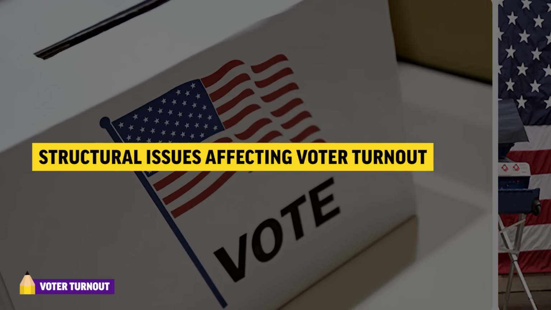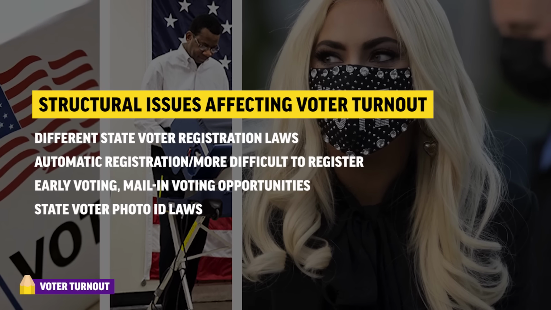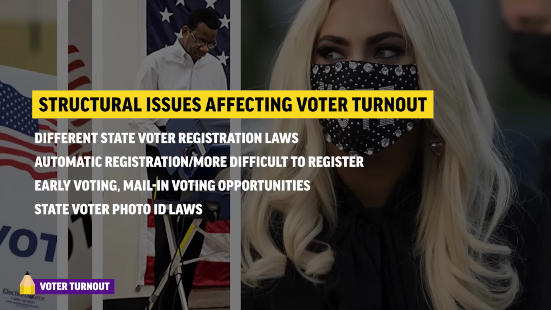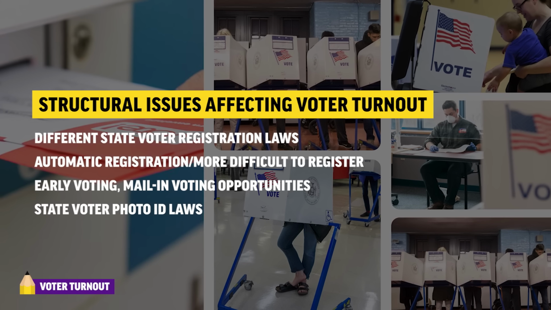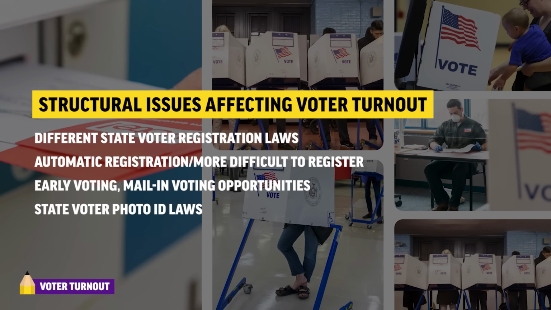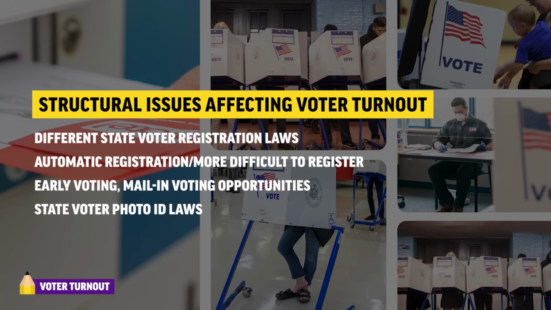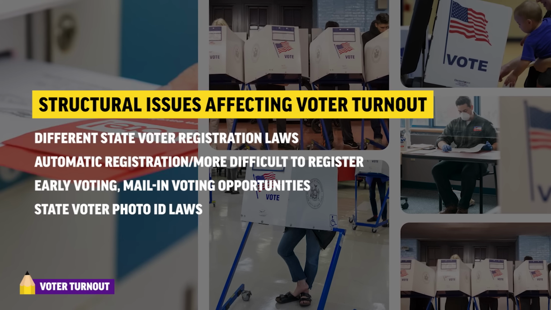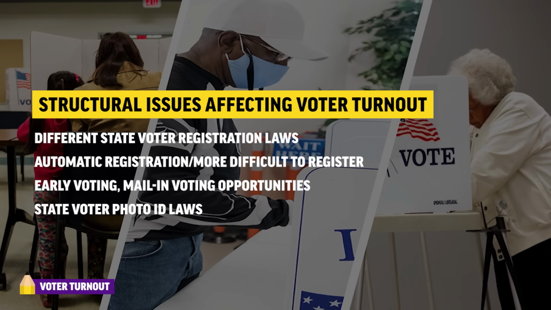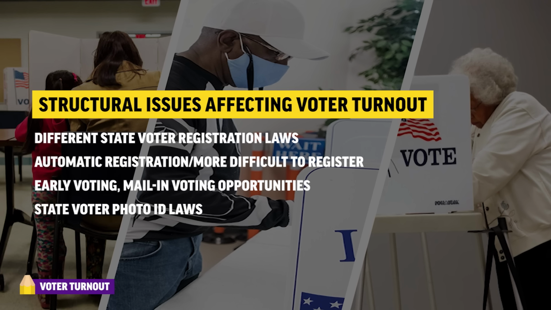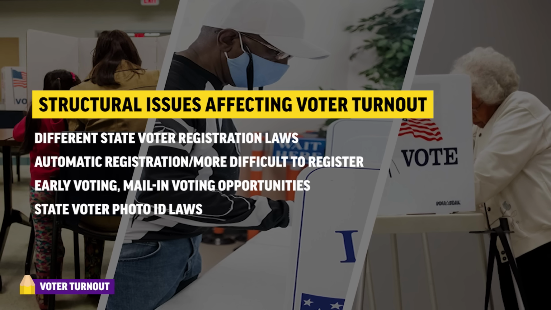There are structural issues that also affect voter turnout. Remember that each state makes its own election policies, including voter registration laws. State legislatures can make it tougher or easier to register. For example, some states require a person to register in person, while others let you do it online, and still others register people automatically. Additionally, there are differences in early voting, absentee, and mail-in voting opportunities, the hours that polls are open, and variations in funding allotted for polling places and workers.